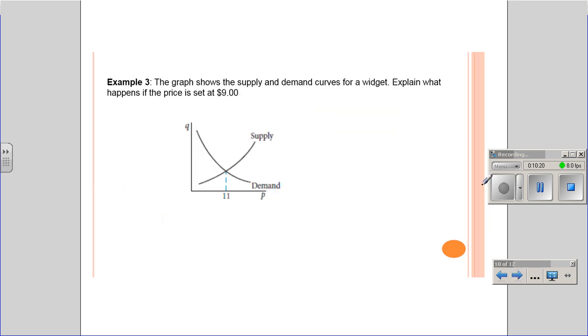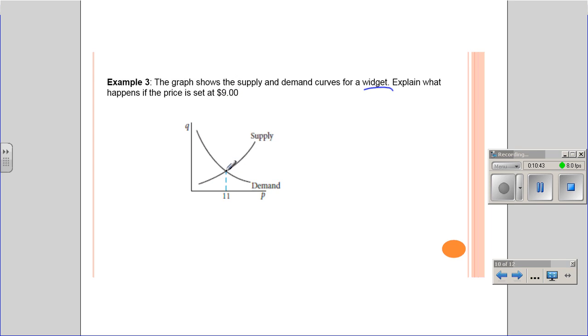All right, let's get into a little bit of graphs. See if you can answer this question. Pause the video. Resume it when you're ready. So we have the price here on the bottom, the quantity, the number of widgets. Again, a widget's something we don't know what the product is. It doesn't have a name yet. Explain what happens if the price is set at $9.